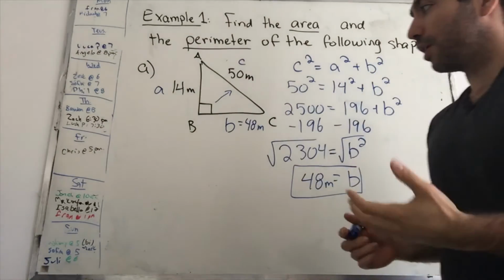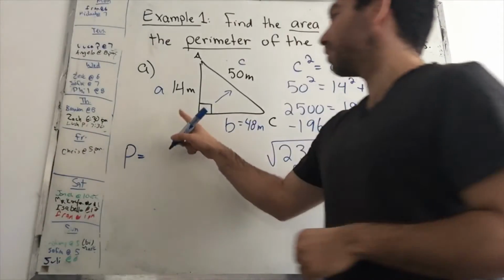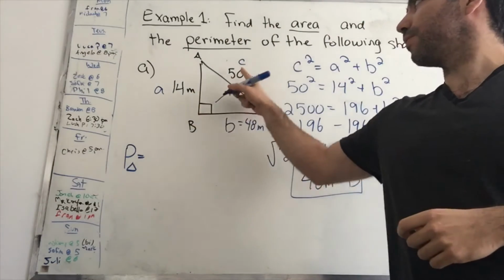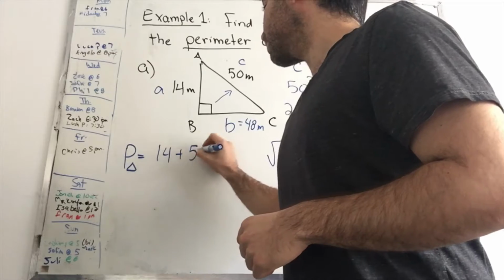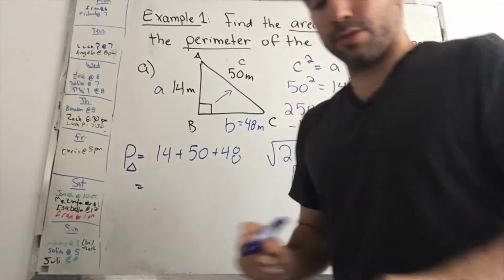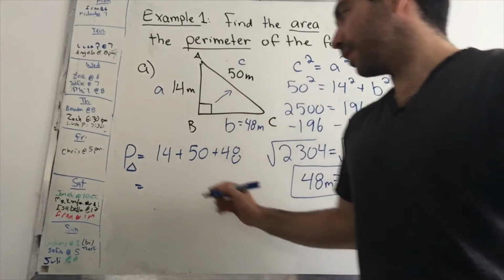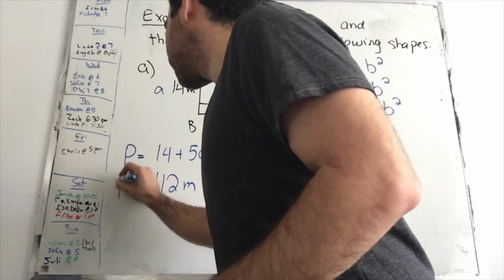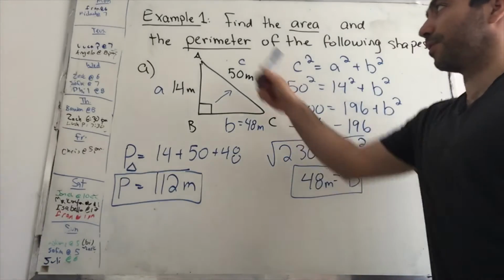Let's keep going. How do we find the perimeter? Out of all sides. So perimeter equals, I'm going to put a little triangle. So the perimeter of the triangle is equal to 14 plus 50 plus 48. We use our calculator. And we get the perimeter is 112 meters. That's the answer for the perimeter.